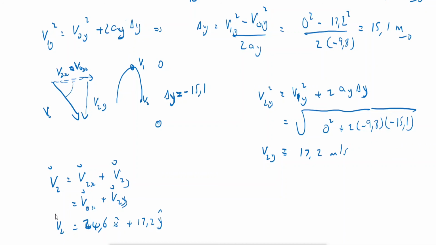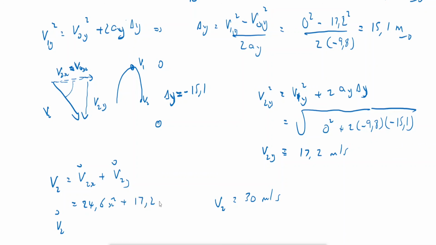All right, if you just do the magnitude, you're going to find that this is going to be 30 meters per second. So let's just do that: 24.6 in the x direction plus 17.2 in the y direction. If you do the square root of 24.6 squared plus 17.2 squared, you're roughly going to get 30. So basically roughly it is going to be 30 meters per second.